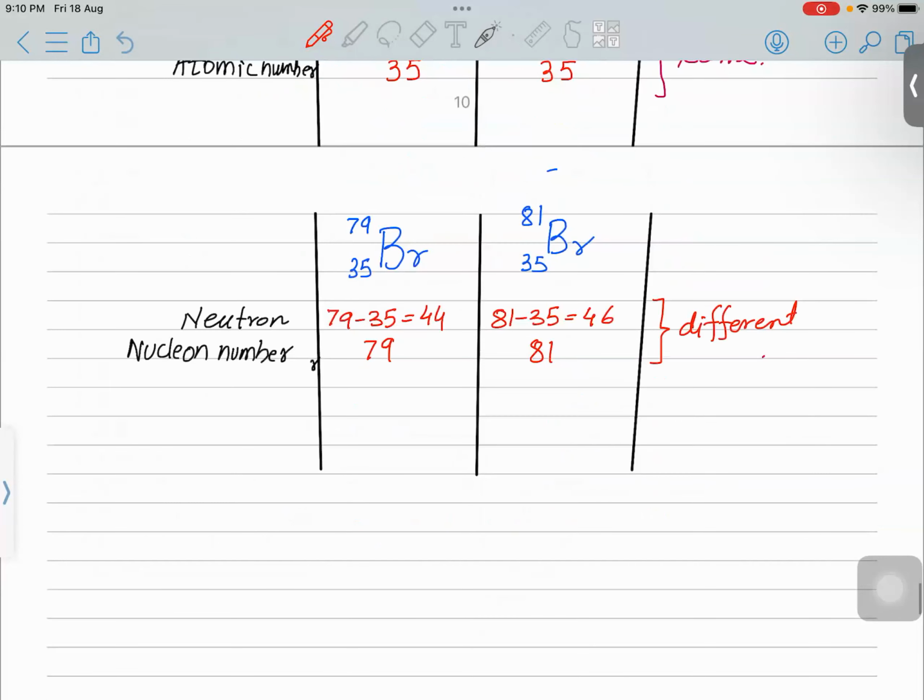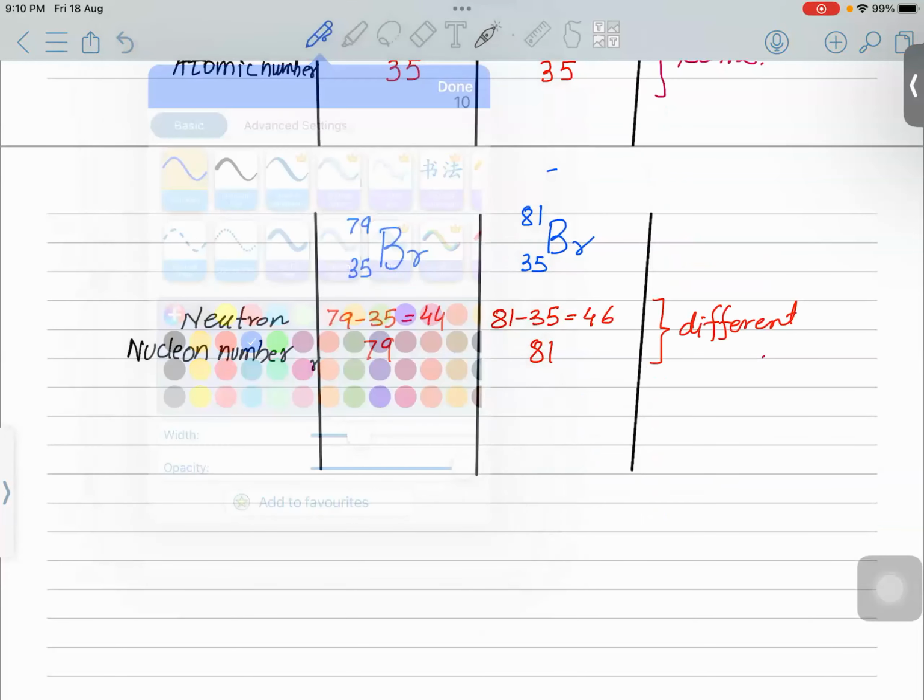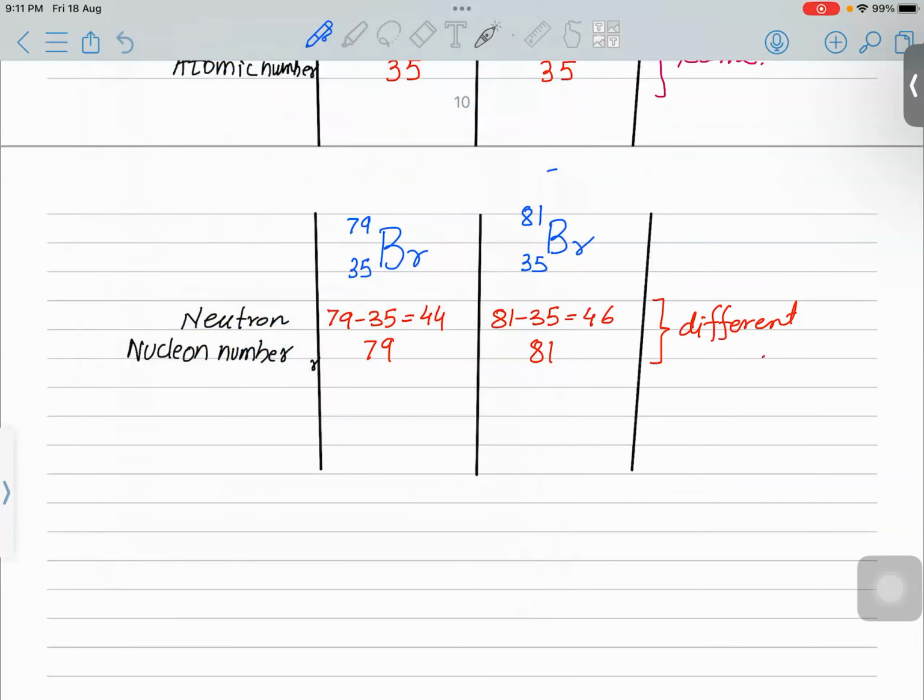Now you can say that bromine 79, 35 and bromine 81, 35 are isotopes. So can all of you repeat the definition of isotope one by one?